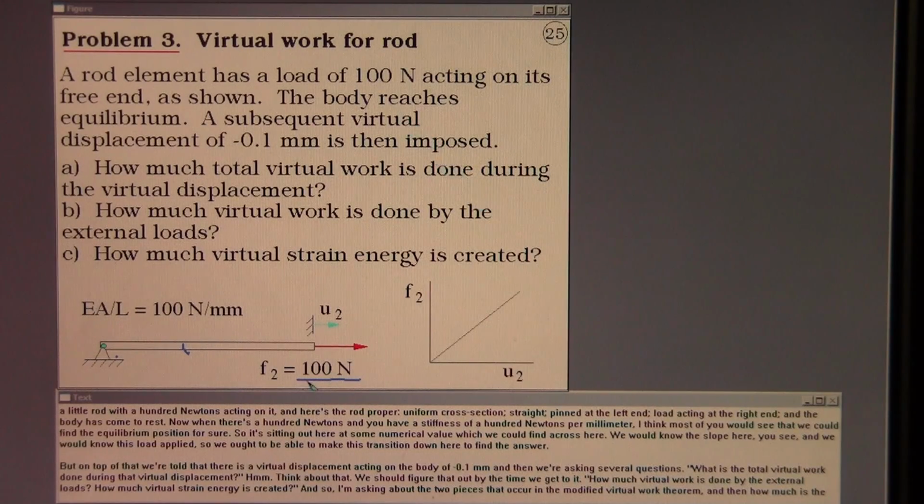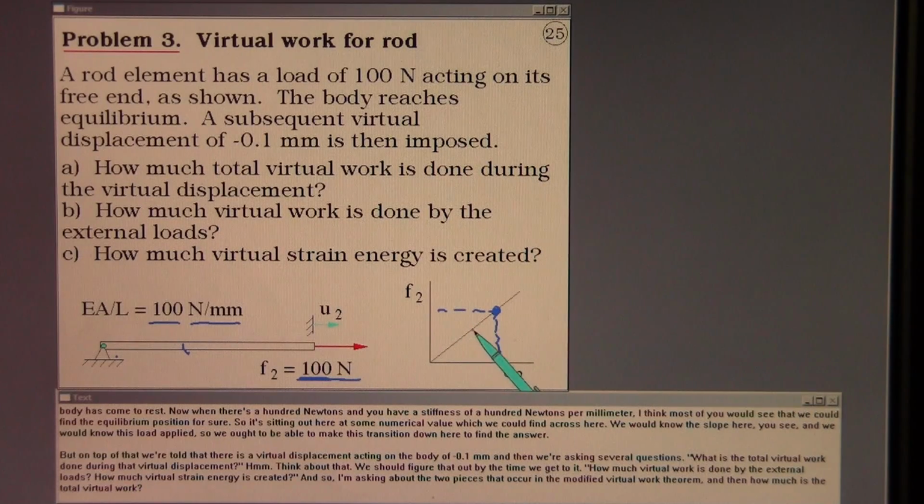Now, when there's 100 newtons and you have a stiffness of 100 newtons per millimeter, I think most of you would see that we could find the equilibrium position for sure. So it's sitting out here at some numerical value, which we could find across here. We would know the slope here, and we would know this load applied, so we ought to be able to make this transition down here to find the answer.